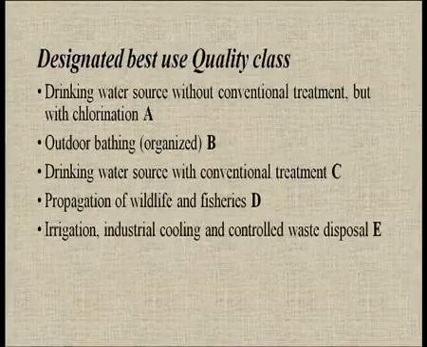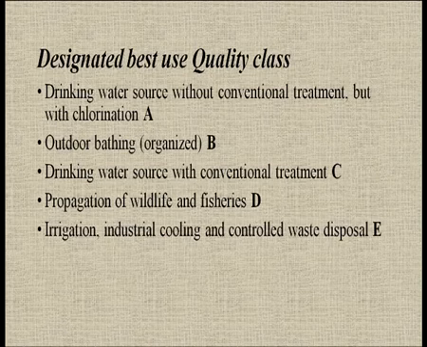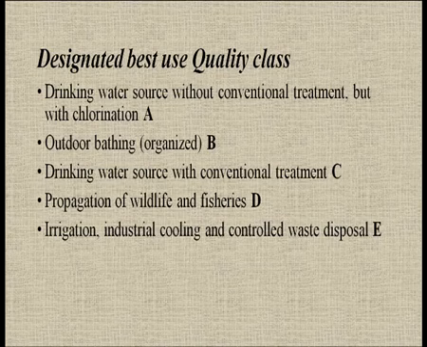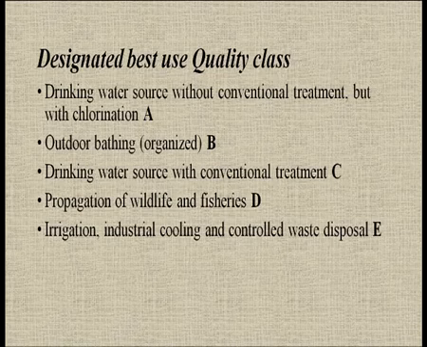Designated best use class: drinking water source without conventional treatment but with chlorination as A, outdoor bathing as B, drinking water source with conventional treatment as C, propagation of wildlife and fisheries as D, irrigation, industrial cooling and controlled waste disposal as E. Water quality requirements for different uses.